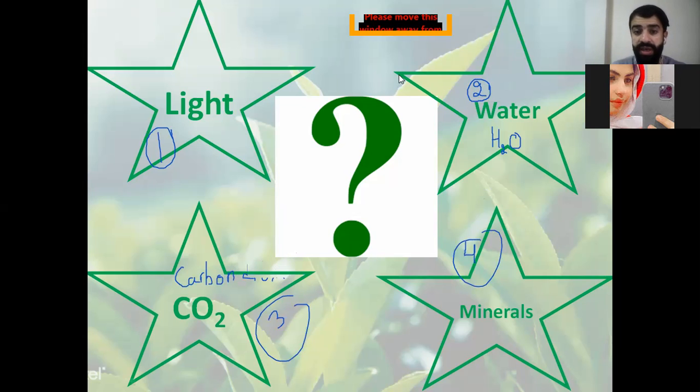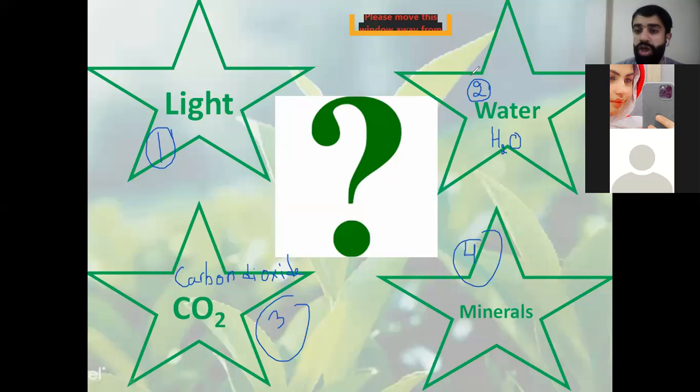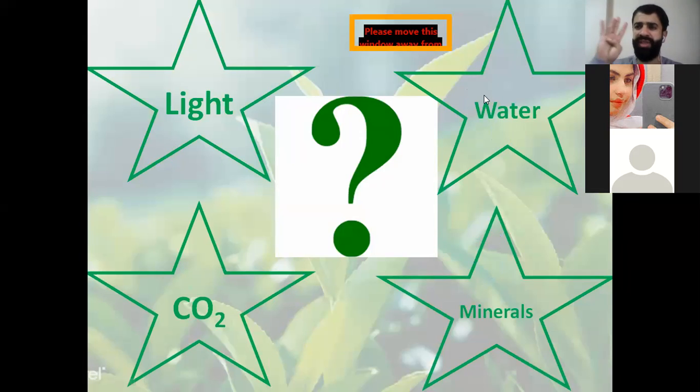Okay, we will see. So first we have light, which is the sunlight. Second, we have water, which is H2O. Third, we have carbon dioxide, CO2. And number four, we have the minerals, or you can say mineral salts. So here we have four important elements. How do they get them? How do they help the plant?